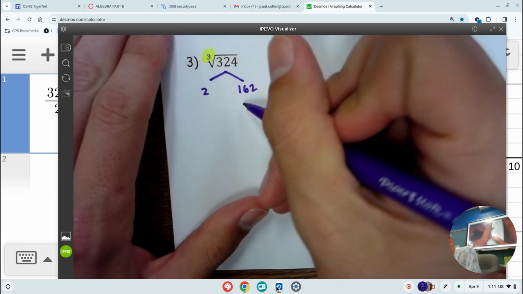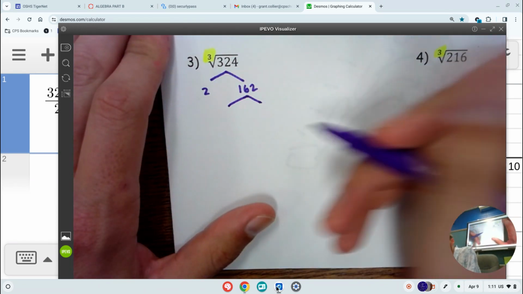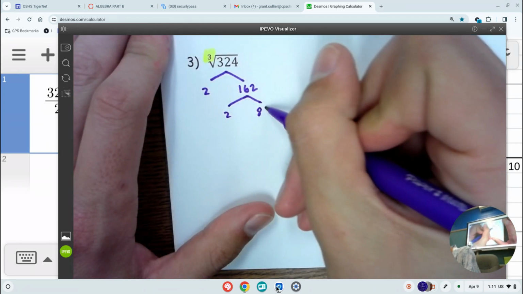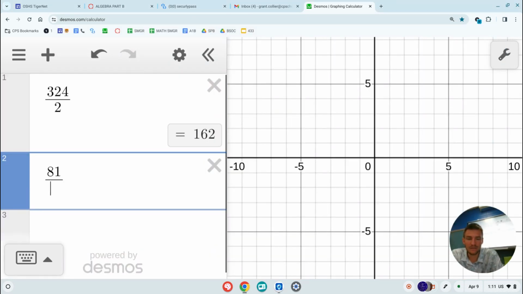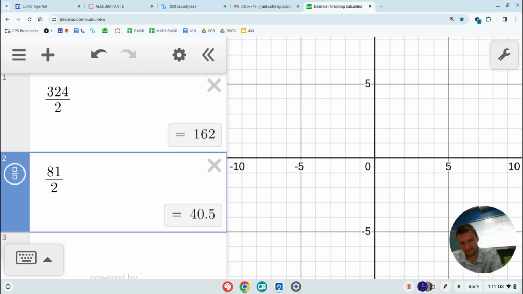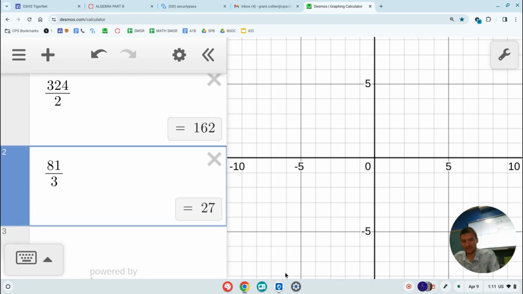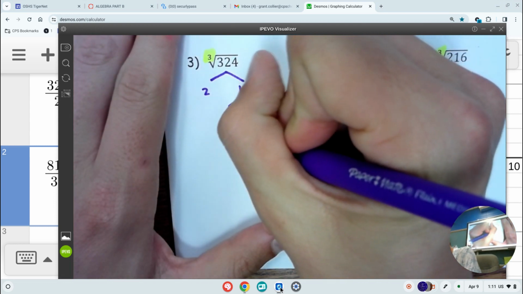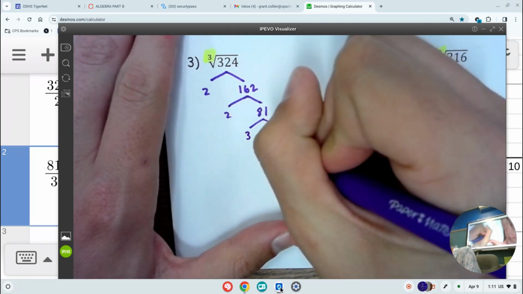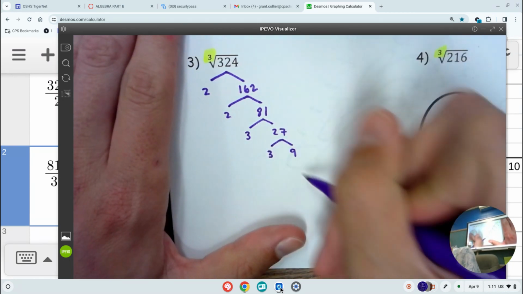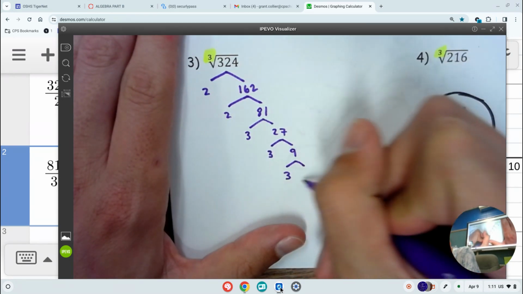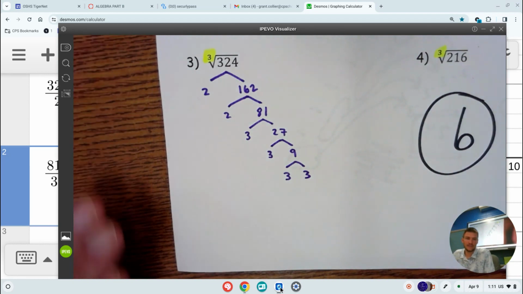And then take 162 and divide that by 2. 81. Divide that by 2. But what is 81 divided by 2? It's a fraction, so try 3 next. I get 27. So it's 3 and 27. 27 is 3 times 9. And lastly, 9 is 3 times 3.